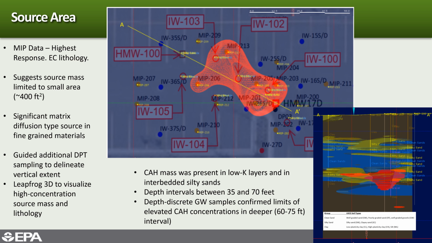But suffice to say that most of the chlorinated aromatic hydrocarbon mass was found to be present in those low-K units, low-K layers, excuse me, interbedded silty sands found at 30 to 70 feet, and in particular, some of the deeper limits of it in the 60 to 75 foot range. So a pretty small area with a lot of high concentration mass and low permeability of that.